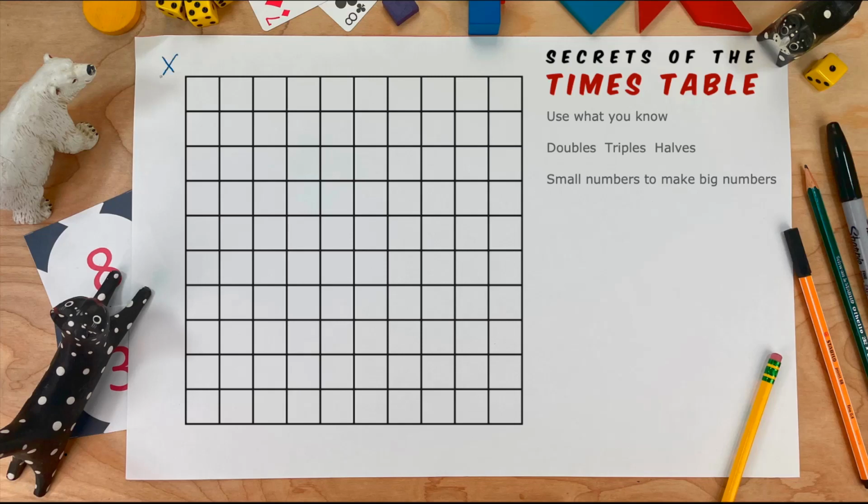We are multiplying, and across the top, let's put our numbers 1, 2, 3, 4, 5, 6, 7, 8, 9, and 10. Along the side as well, 1, 2, 3, 4, 5, 6, 7, 8, 9, and 10.